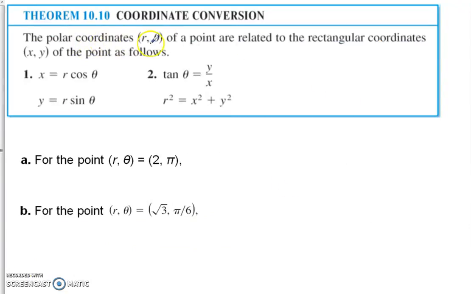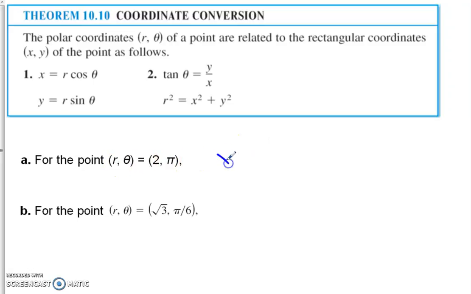So the polar coordinates, r theta, of a point are related to the rectangular coordinates. We just solve for x. x is equal to r cosine theta, y is equal to r sine theta, and the tangent of theta is y over x. We also know that r squared equals x squared plus y squared. So these pieces put together make our problem pretty simple. So we've got the point r theta, which is equal to 2, pi in this case. What is it in rectangular coordinate form?